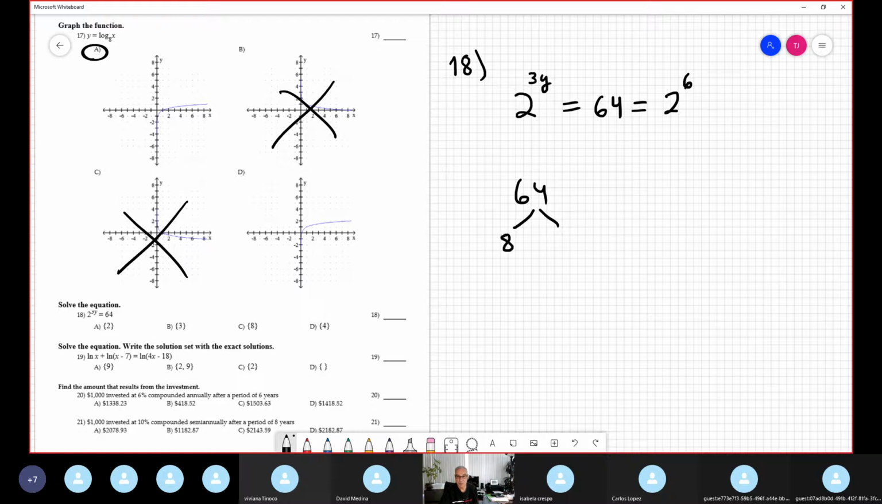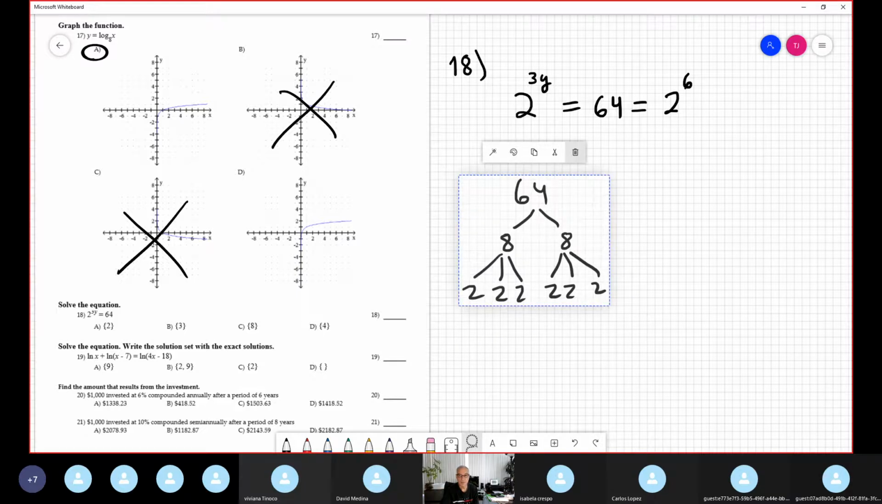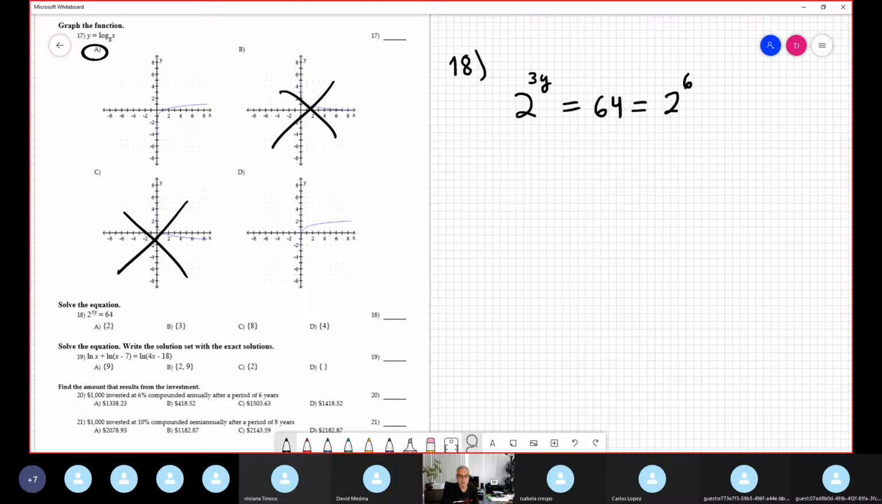Actually, 1, 2, 3, 4, 5, 6, 2 to the 6th power. Now, in this moment, I know if you have two exponentials and the base is the same, it's because the exponent is the same. So 3y equals 6, divided by 3 both sides, y equals 2. Boom. And the answer is 2, is the option A.